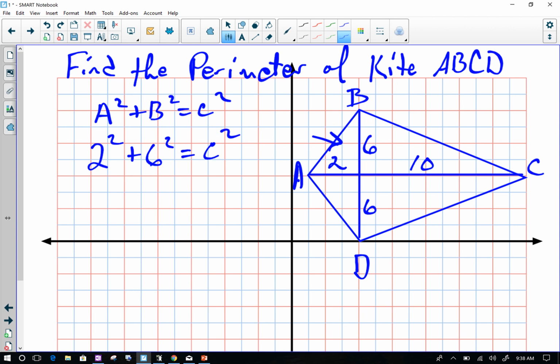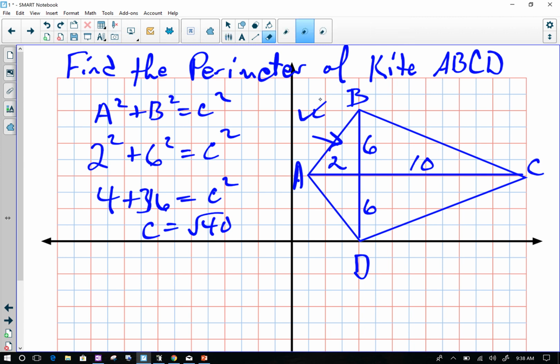So that gives us 2 squared plus 6 squared equals c squared. 4 plus 36 equals c squared, giving us a c value of square root of 40. If that's square root of 40 there, that means AD is also square root of 40.